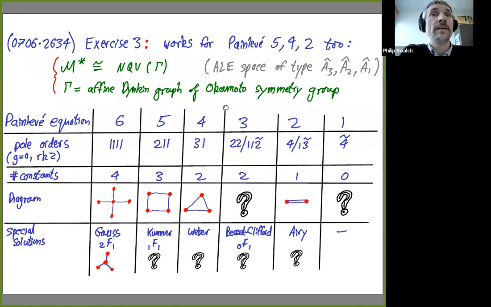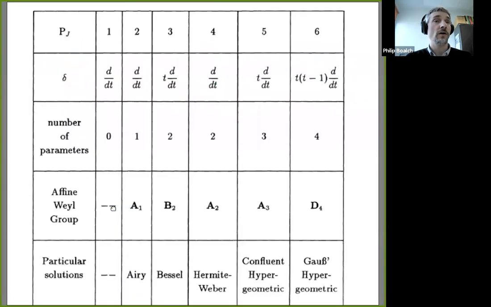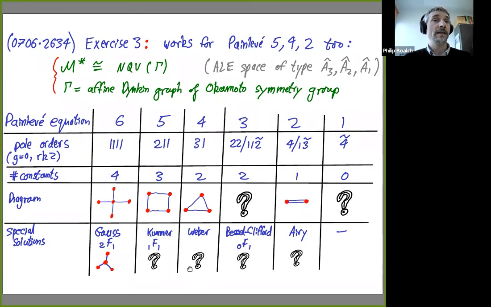So you can sort of redraw this table and put in some question marks where you are puzzled. So we get these affine graphs like this. For 2, 4, and 5, we get affine A1, 2, and 3. It's affine D4 that we had before. And these all have these special solutions that Okamoto talks about. And this basically is got by sort of de-affinizing or removing the extending node. In the case of affine D4, he says the special solution is the Gauss 2F1, and that is indeed the non-affine graph which occurs here. So you would expect that to happen also in the other cases as well. And it's puzzling what's happening for these other cases here.